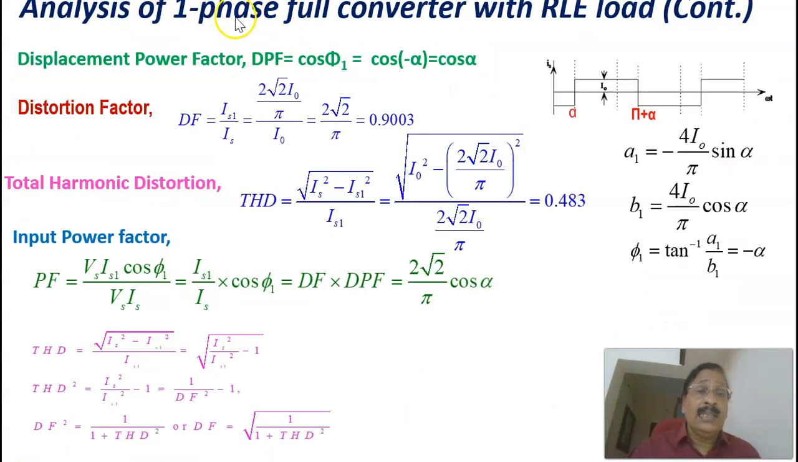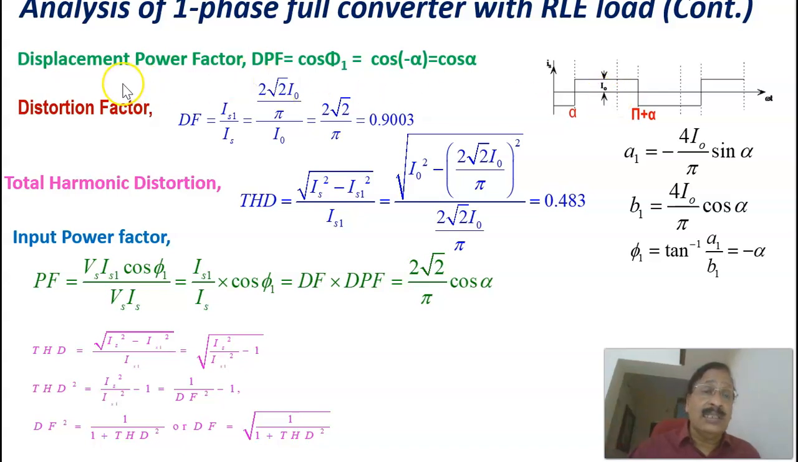Continuing the analysis of the single phase full converter with RLE load, this is the source current, as we have already seen. From alpha to pi plus alpha, it is plus I naught. From pi plus alpha to 2 pi plus alpha, it is equal to minus I naught. We are analyzing this source current, and we found that apart from the fundamental, there are harmonics also.